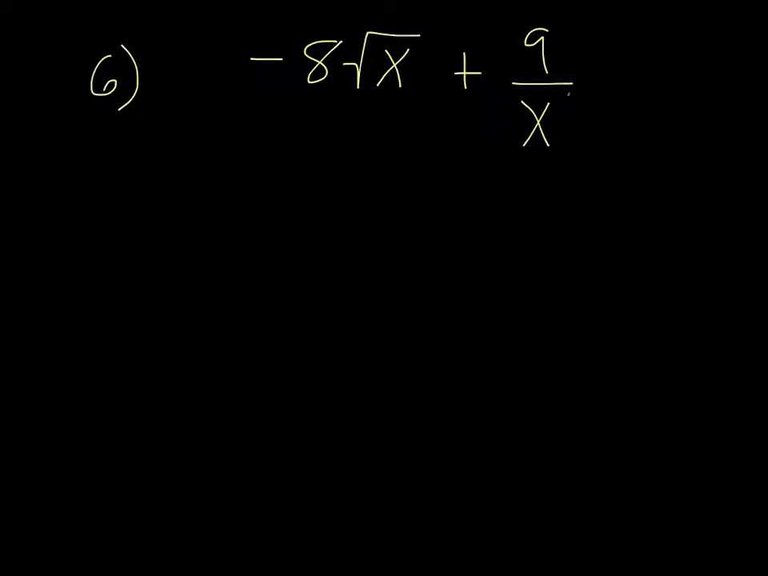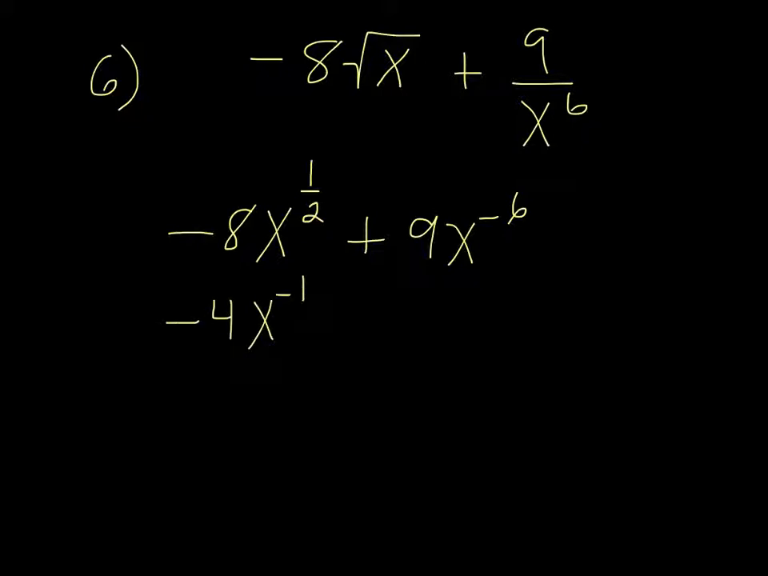Number 6, we want to find the derivative of negative 8 square root of x plus 9 over x to the 6. Let's change it up and make it negative 8x to the 1/2 power plus 9x to the negative 6. And then we can use our power rule. So it's going to be negative 4x to the negative 1/2 minus 54x to the negative 7.